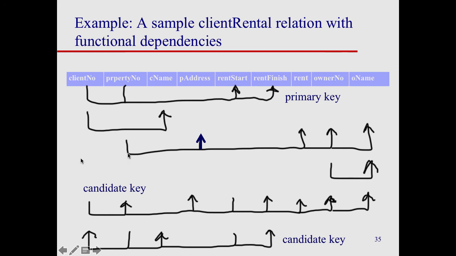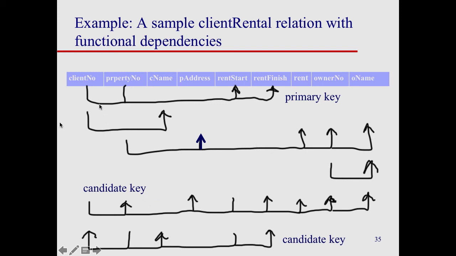In fact, the property number really shouldn't have an arrow. See how I get better with time? This arrow to owner, this arrow to owner name should not be here. And why is that? Because owner number determines it. So really, this arrow should not be here because it's a transitive dependency, and we don't explicitly show transitive dependencies.